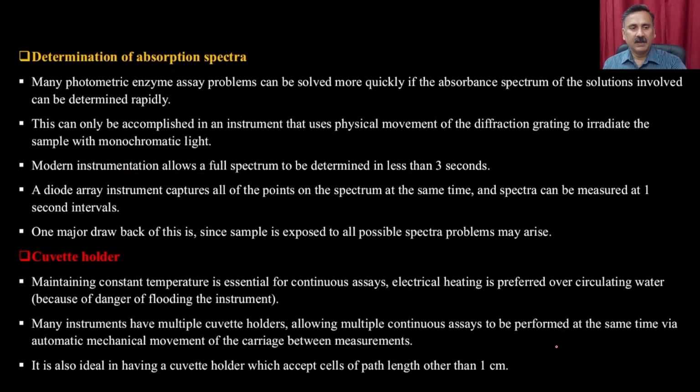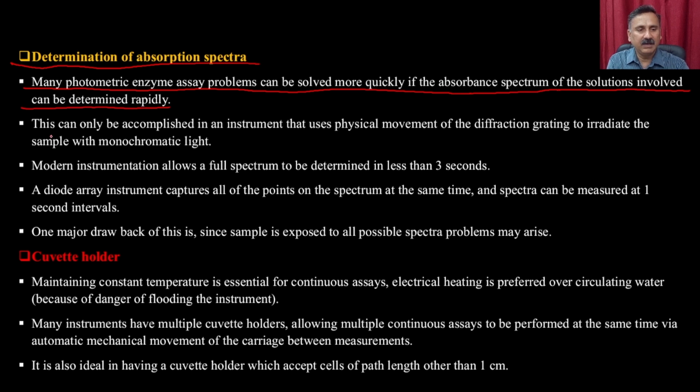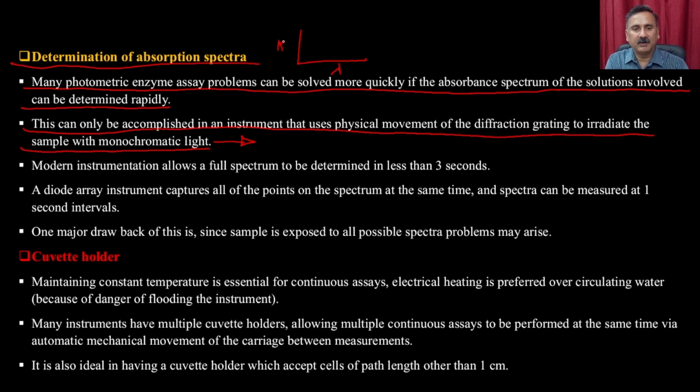Okay. Then you have the determination of the absorption spectra. So many photometric enzyme assay problems can be solved more quickly if the absorption spectra of a solution involved can be determined rapidly. This can only be accomplished in an instrument that uses physical movement of the diffraction grating to irradiate the sample with monochromatic light. This means you can have the absorption spectra of the molecule, right? So you can have lambda on this side and absorbance on this side, and that's how you can know where this particular molecule is absorbing.